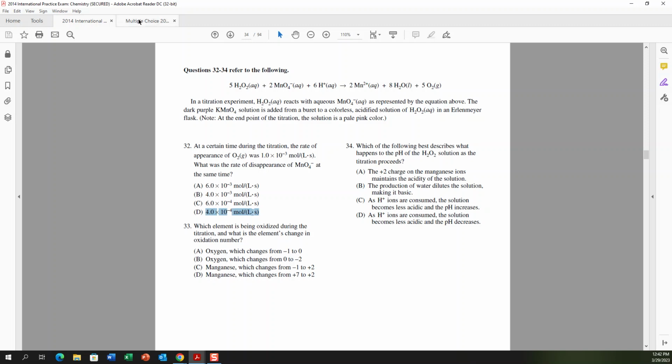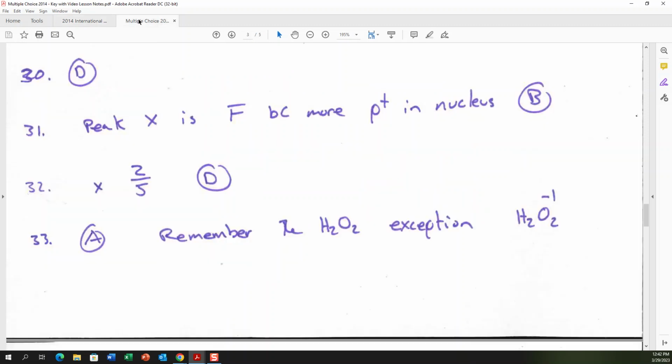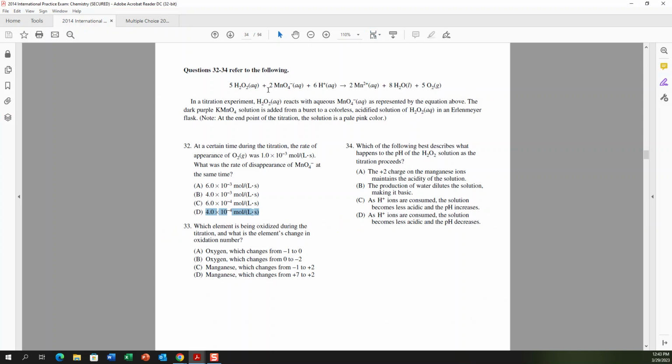That would be the rate of disappearance for the permanganate, because we're losing permanganate at 2/5 the rate we're gaining oxygen, right?